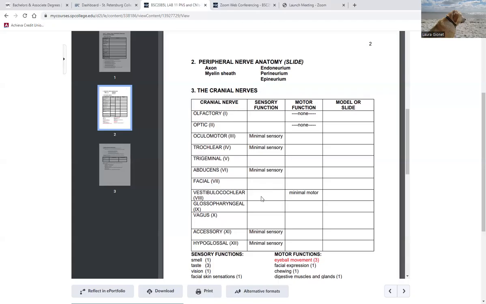Okay, then we'll move on to vestibulocochlear nerve. This is technically really 2 completely different sensations, but they all come from the inner ear. And again, this will be something that we'll connect back when we look at the ear model in the next and last lab. So this is sensation for hearing and equilibrium. And the model is going to be the ear model.